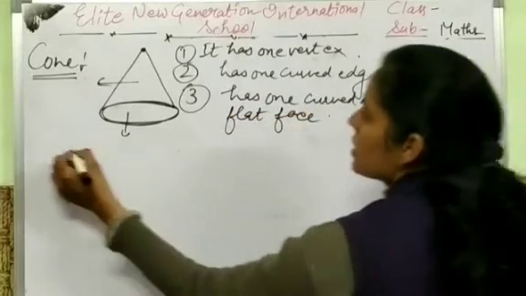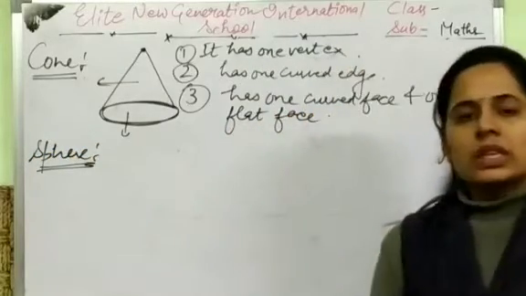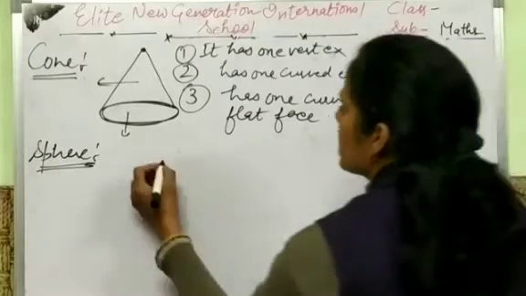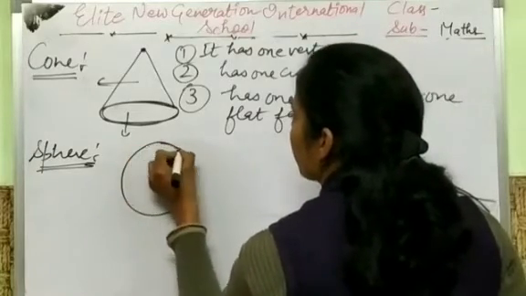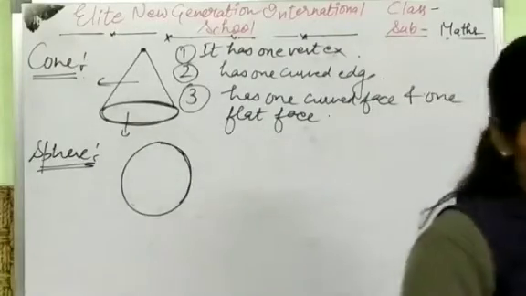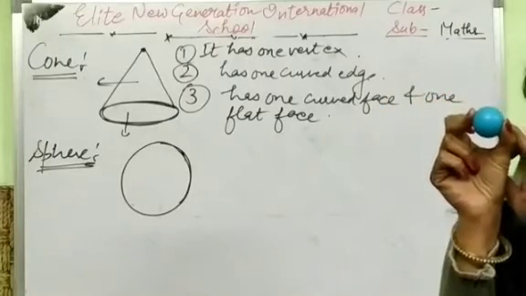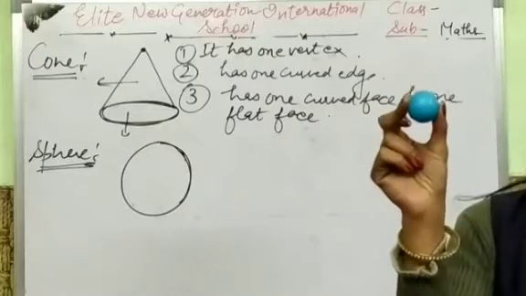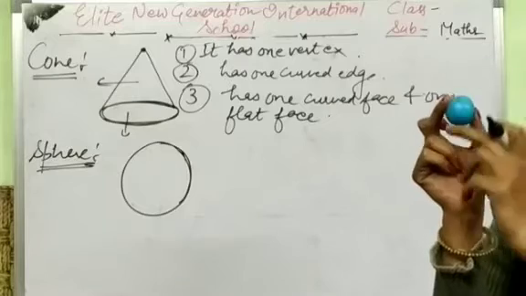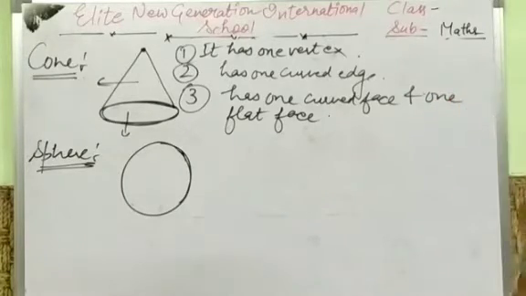Now next is sphere. An object in the shape of a ball is said to have the shape of a sphere. So this is the shape of the sphere. You can see this is a ball, and because it occupies space, it is an example of a sphere. You can see that it has no edge and no vertex.